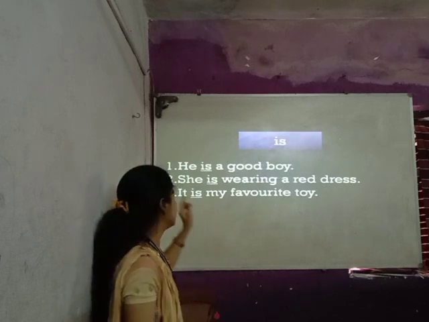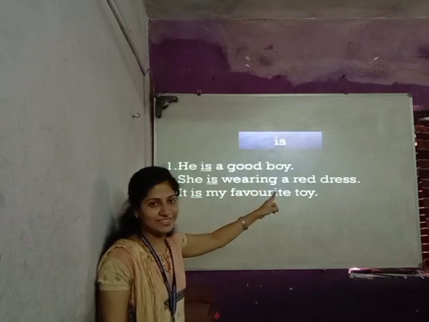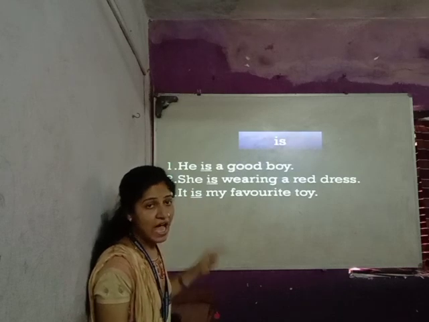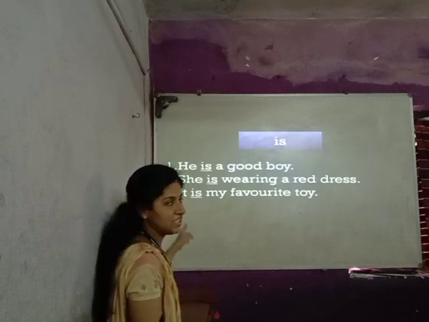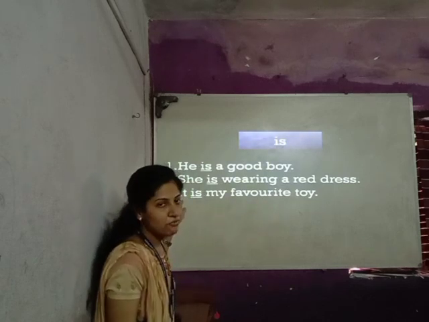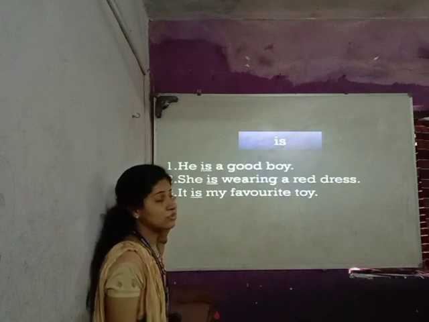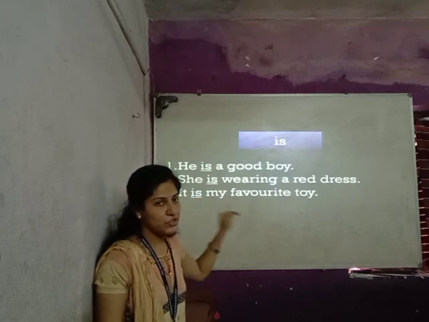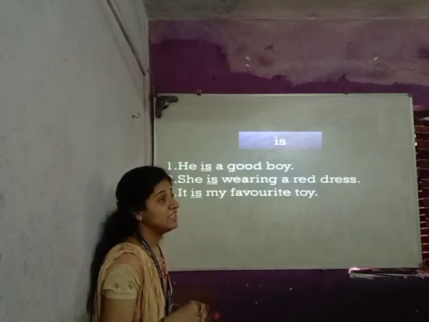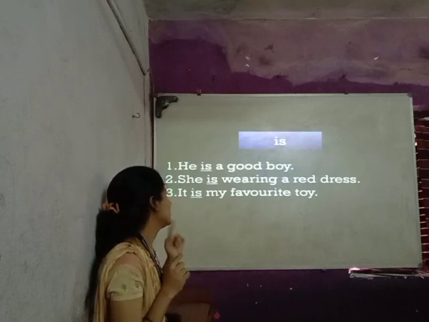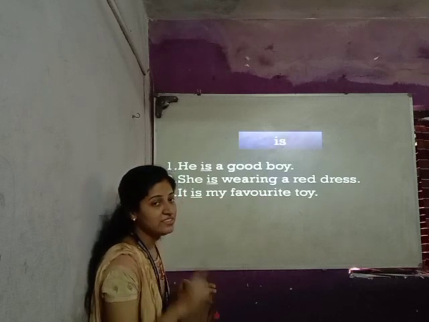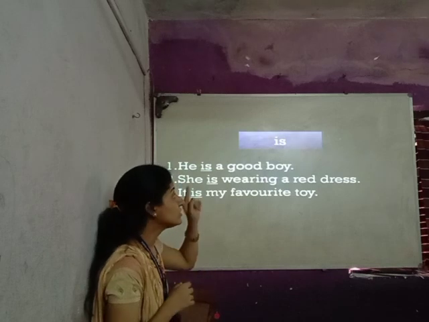Now see the second sentence. She is wearing a red dress. So after she, we have written is, I-S. Now see number 3. It is my favorite toy. So after it, what have we used here? Is. So we use is with he, she and it, and when it is in singular, only for one. So see, he is a good boy, she is wearing a red dress, and it is my favorite toy. They are in singular. So understood when to use is.